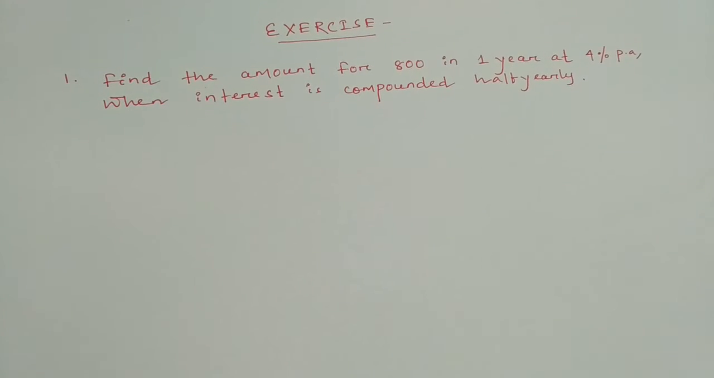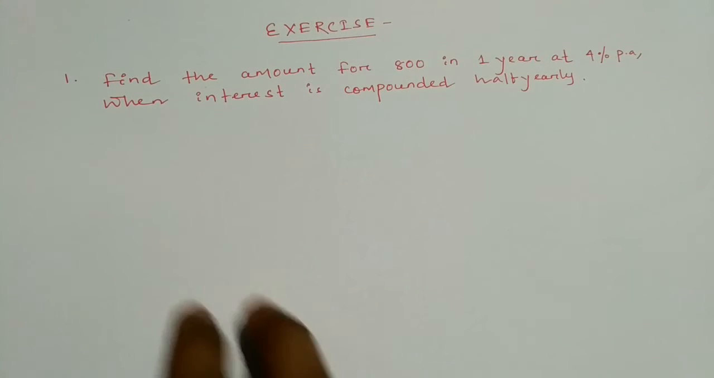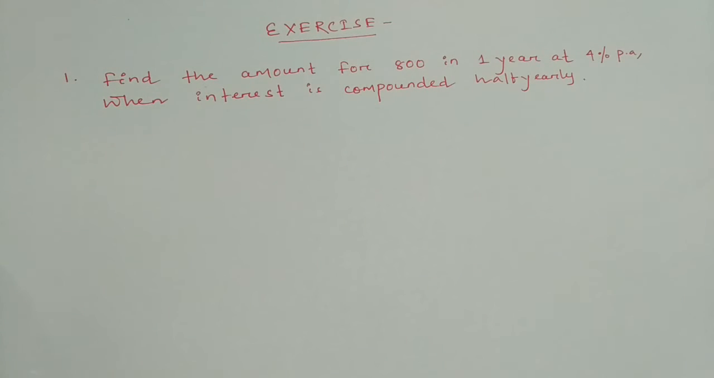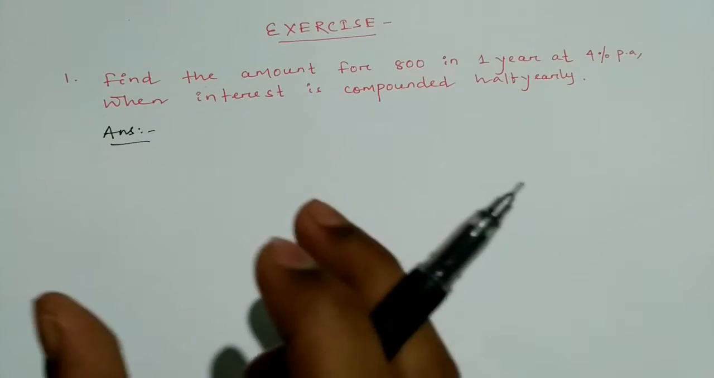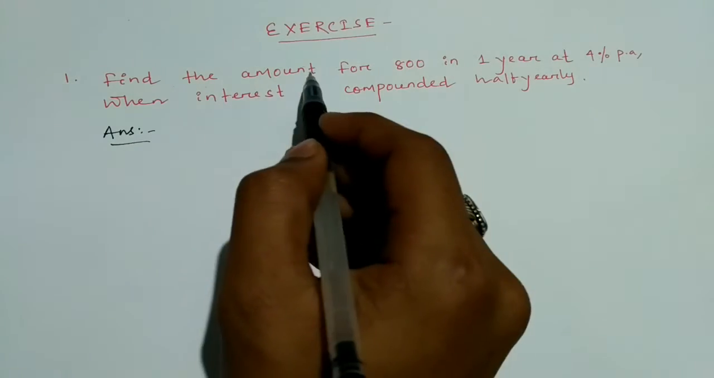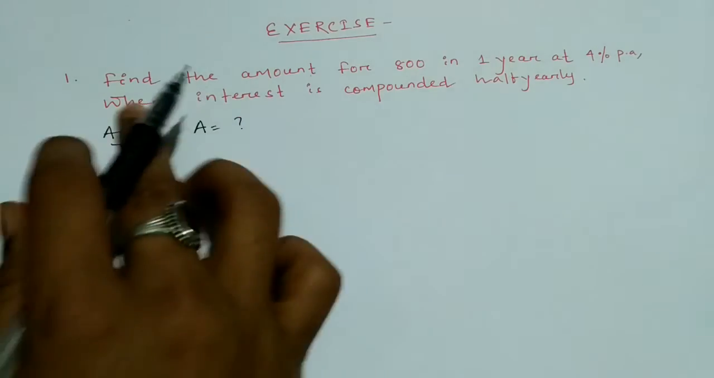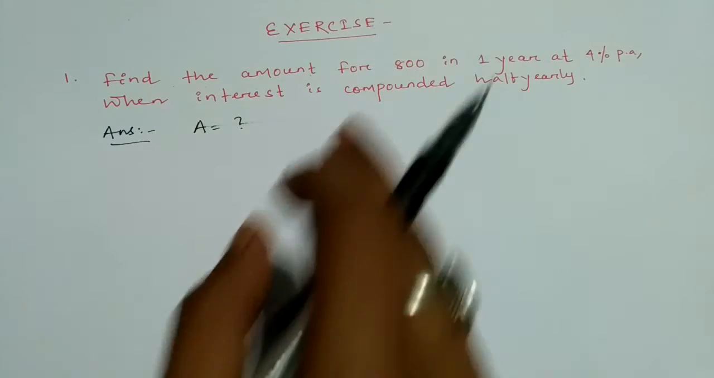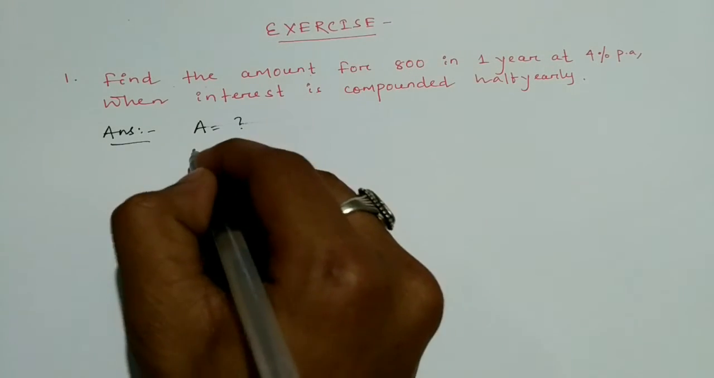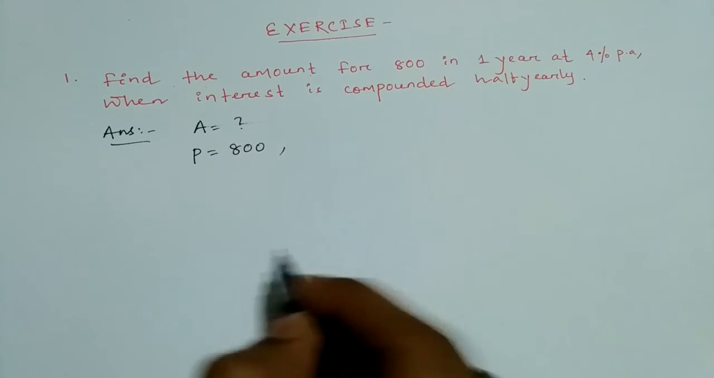So friends, this is your exercise. Exercise means you have to do it by yourself, because this type of question I already discussed in the example part. Okay, so pause the video, do it by yourself, get your answer, then match with my solution. First and most important thing, read the question very carefully. Find the amount means we have to find out the amount. Anything you read, just note it down. So we have to find the amount for 800 rupees. That means the principal value given here is 800 rupees.